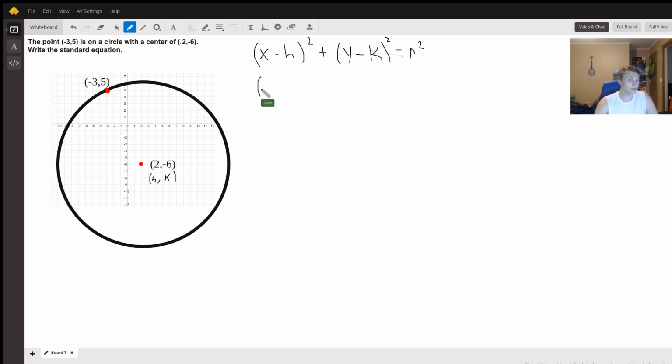So let's just start plugging stuff in and see what happens. So we have x minus h, in this case 2, the x value of the center of the circle, squared, plus y, and again, x and y don't get touched during this, minus k, in this case -6, well, y minus -6 is y plus 6 squared, equals, well, what's our radius? Well, we're not sure yet. So let's figure this out. How can we do this?